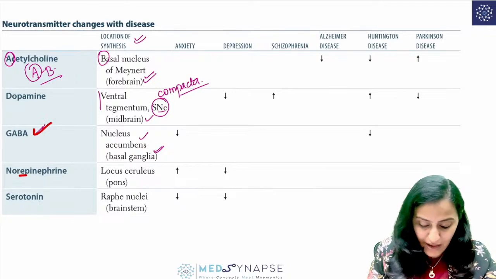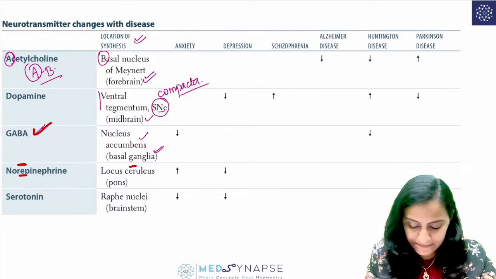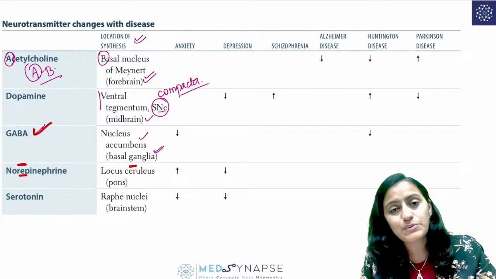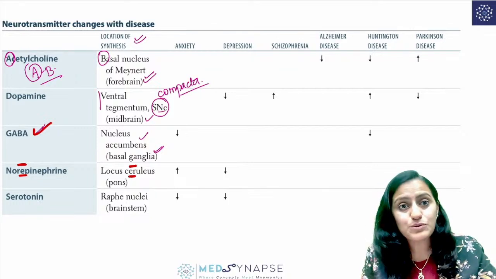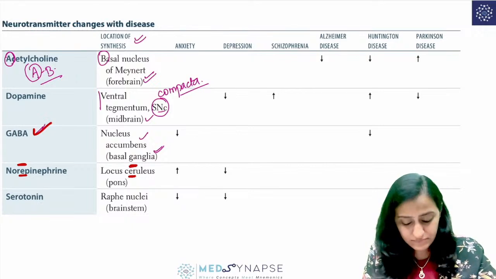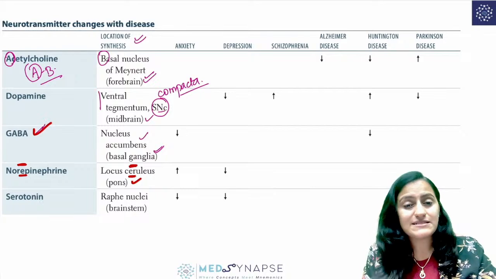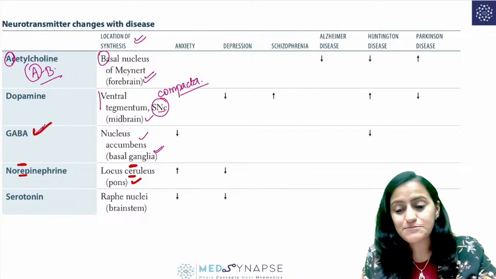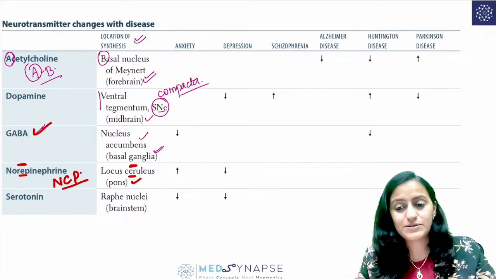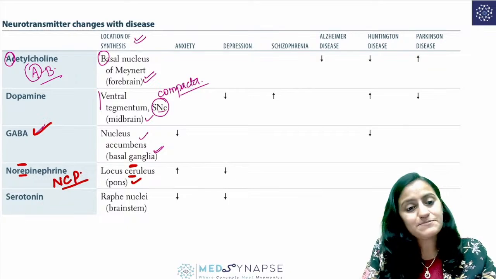Then you have norepinephrine. Remember norepinephrine, REER, which is locus ceruleus. Again, this is one of the frequently asked questions. Locus ceruleus, REER. Okay, remember this is for norepinephrine. This is present in the pons. Remember norepinephrine, ceruleus in the pons. Okay, NCP, National Congress Party wala yaad rakhna, it is present in the pons.